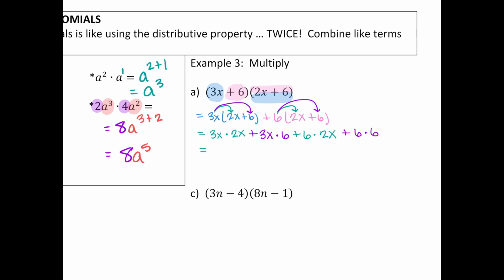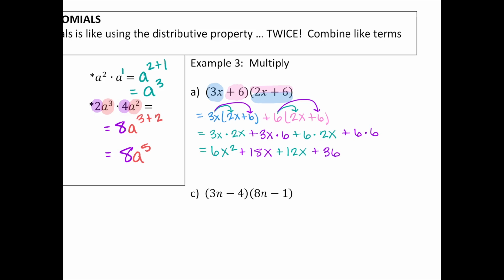Now let's multiply everything together. So 3x times 2x, right? It's the same thing here. You multiply the coefficients together, the 3 and the 2. 3 times 2 is 6. And then x times x is x squared. And 3x times 6 is 18x. And 6 times 2x is 12x. And 6 times 6 is 36.